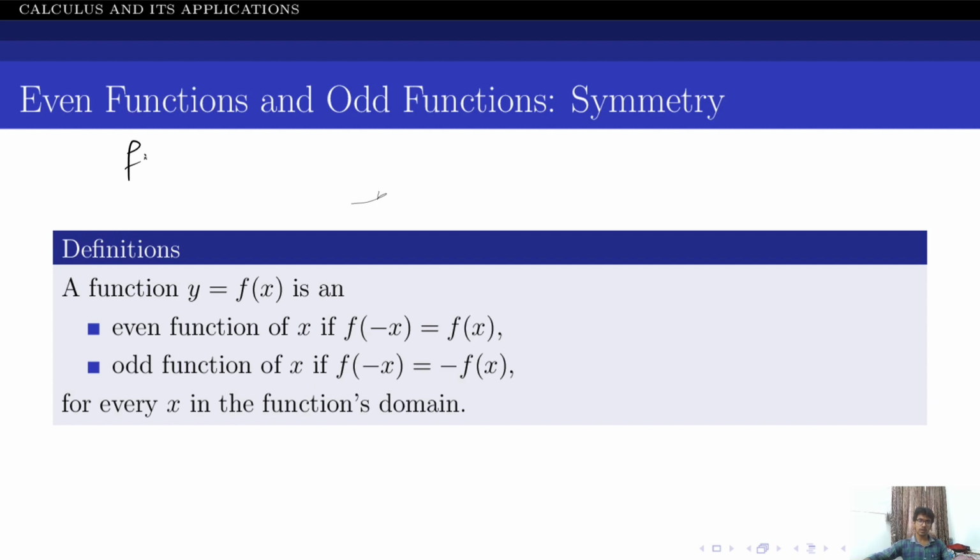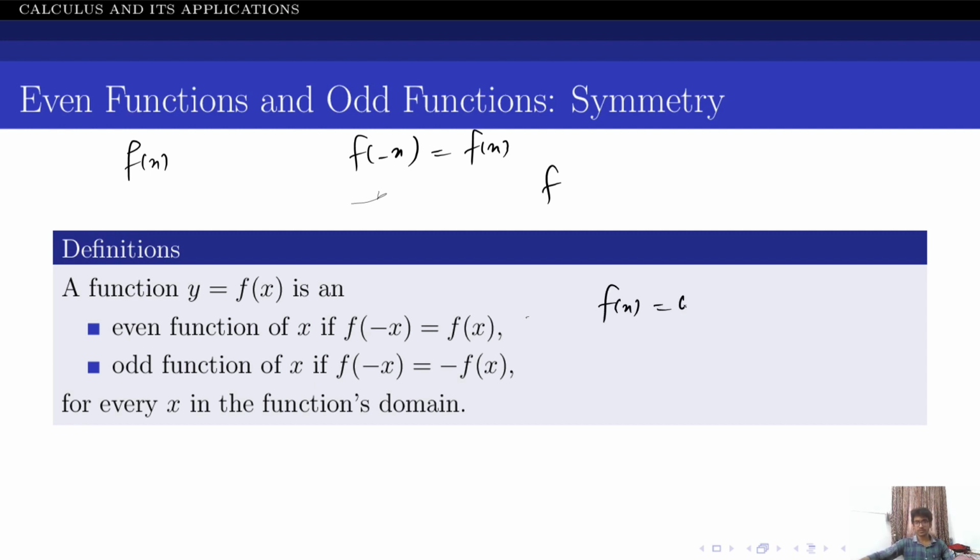In the place of x, you have f of x, right? So in the place of x you will have to substitute minus x. If the resultant is same as that of f of x, then your function is even. If the resultant is minus times of f of x, then your function is odd. Sometimes these two may not happen. Let me give you an example.